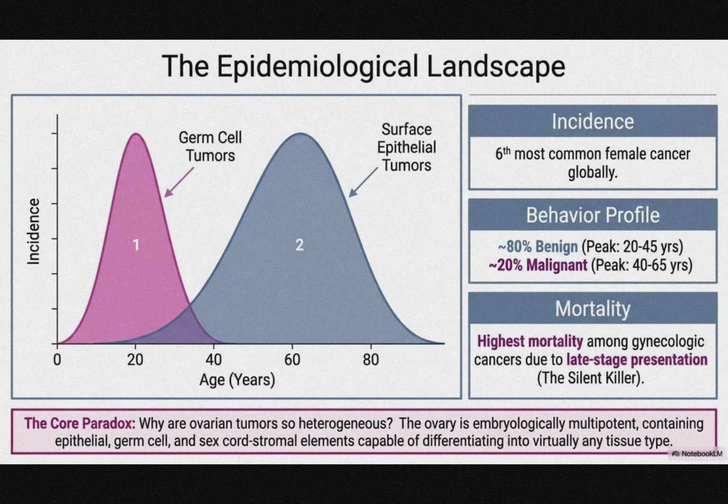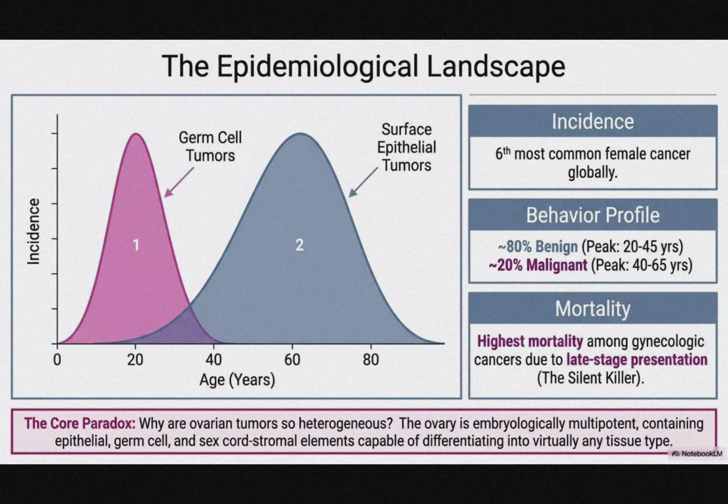Next, we have the epidemiological landscape, where we see the most common ovarian tumors. On the left side we have a graph. On the x-axis we have age in years, and on the y-axis we have incidence of ovarian tumors. It is the sixth most common female cancer globally. It is 80% benign, in the 20 to 45 years age group, and nearly 20% malignant, peaking at 40 to 65 years of age.